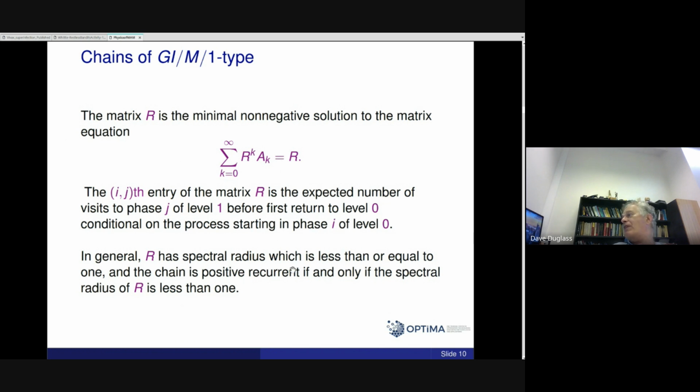In general, R has a spectral radius which is less than or equal to 1, and the chain is positive recurrent if and only if the spectral radius of R is less than 1. So the genius of Marcel's original work on this that showed that for any GI1 type Markov chain, we've got this matrix geometric stationary distribution, is by actually dreaming up a matrix, this one, that satisfies the equation that we would want to be satisfied. So he's come up with a physical meaning, a physical matrix that therefore shows there exists a solution, the one we're looking for, the minimal non-negative solution to this equation.